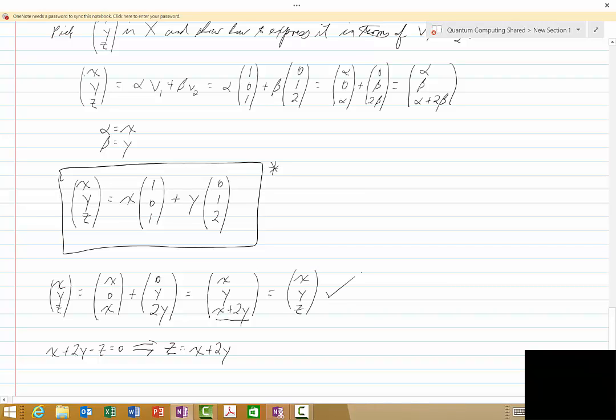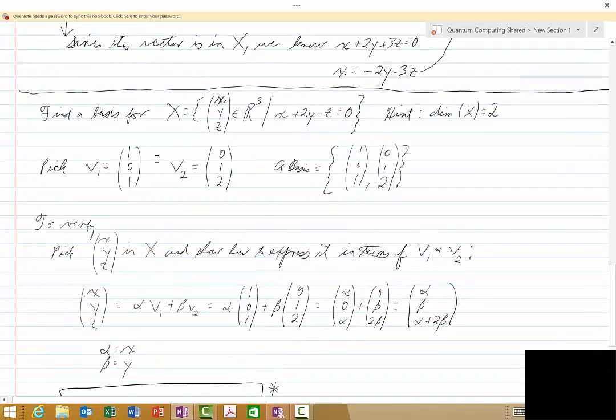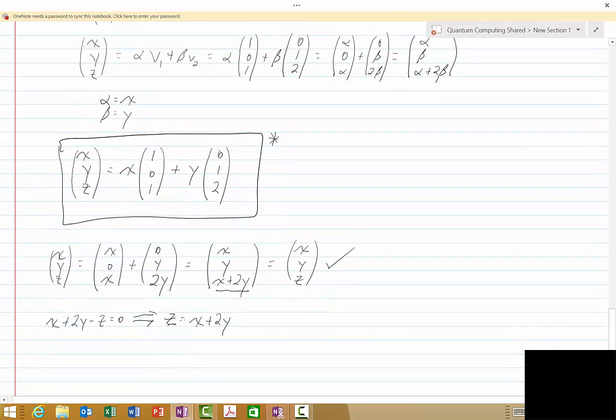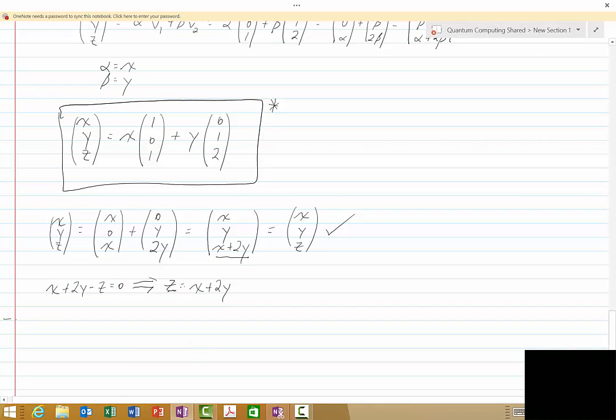And there we have it, because here is x plus 2y, and so indeed this is equal to x, y, z. And so, therefore, any arbitrary vector x, y, z in the space X can be expressed in this way in terms of our vectors V1 and V2. And furthermore, V1 and V2, neither one of those can be expressed as a multiple of the other. So V1 and V2 do constitute a basis for this space X. And that's it. The ideas may be new to some of you, but after you look at it, you see it's a fairly straightforward idea.